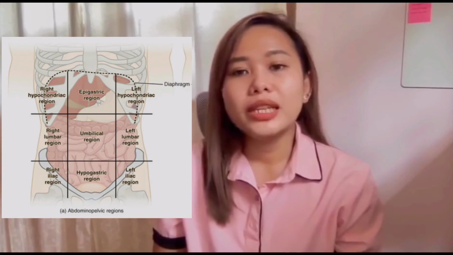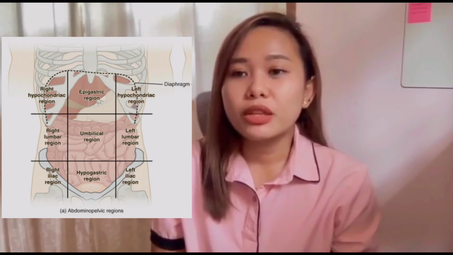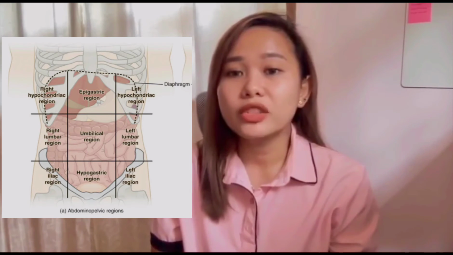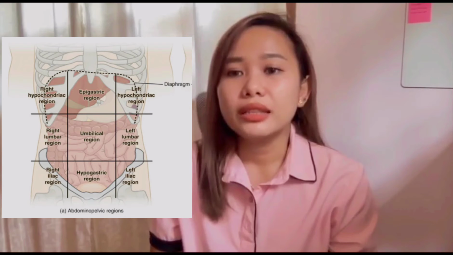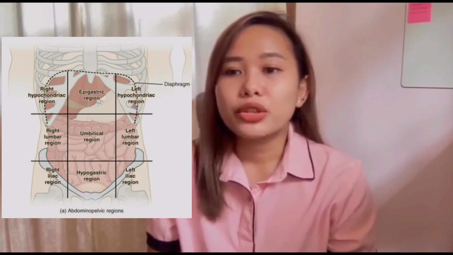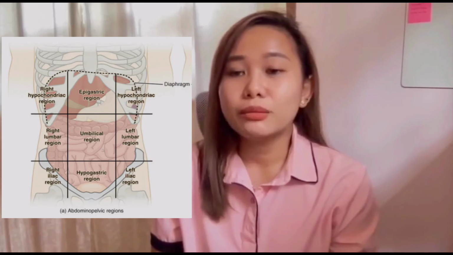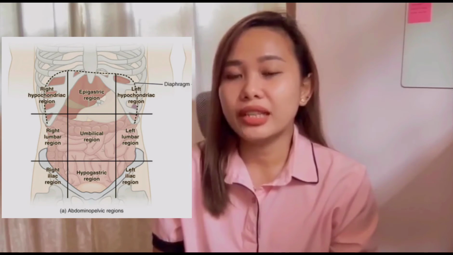Next is the umbilical. The umbilical region contains the umbilicus and many parts of the small intestine, such as part of the duodenum, the jejunum, and the ileum. It also contains the transverse colon and the bottom portions of both the left and right kidney.